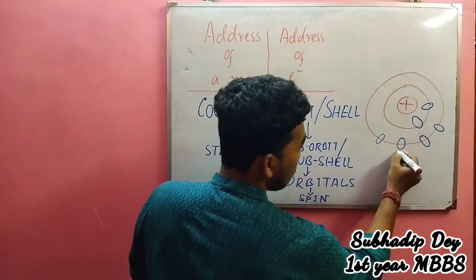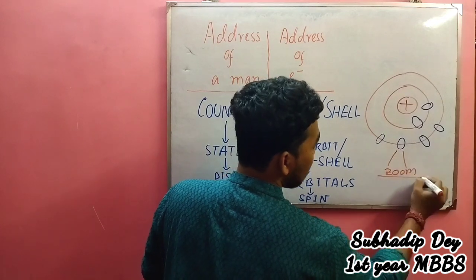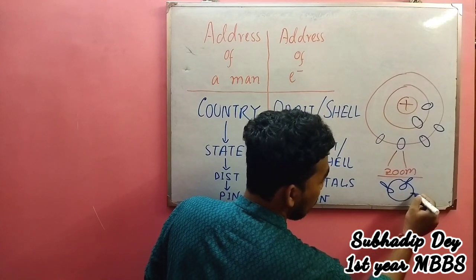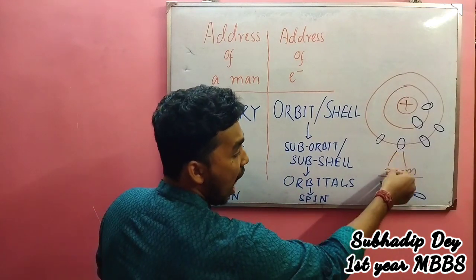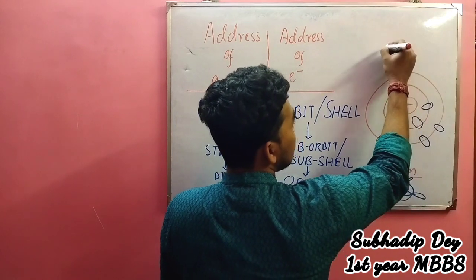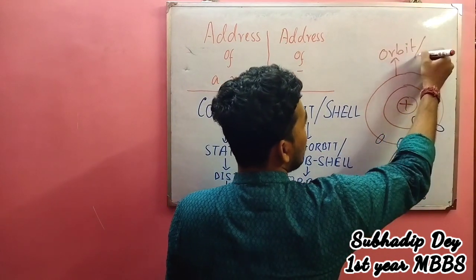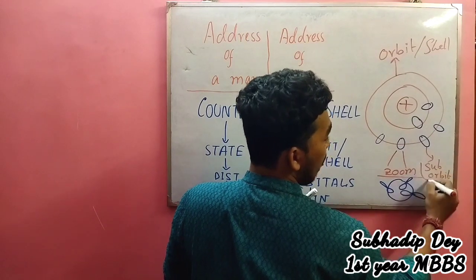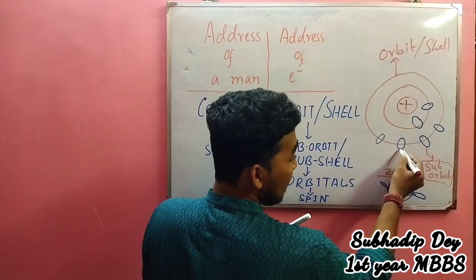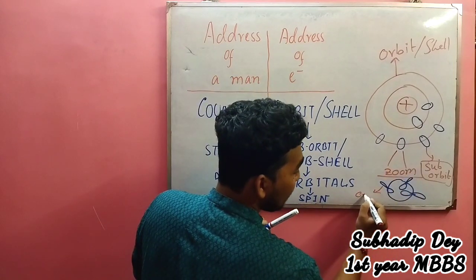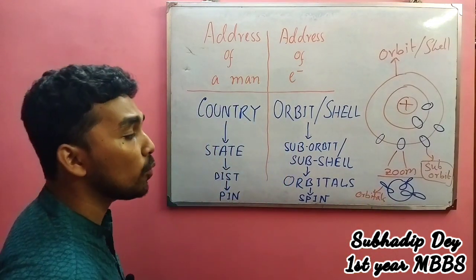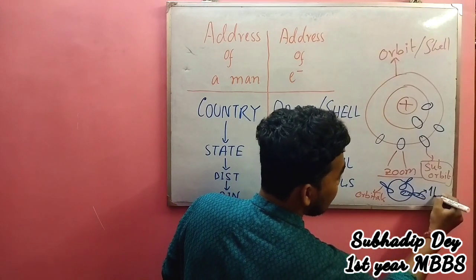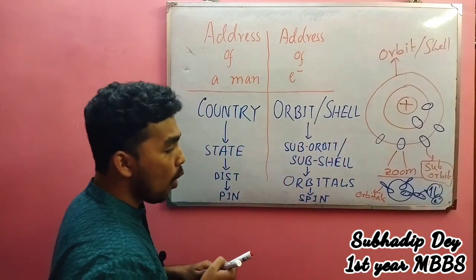Now if we zoom any suborbit or subshell, we will see many orbitals inside a suborbit. So it is the orbit or shell. These are suborbit or subshell, and inside a suborbit there are many orbitals, and inside these orbitals there are electron clouds. So inside these orbitals electrons are present with two opposite spin.